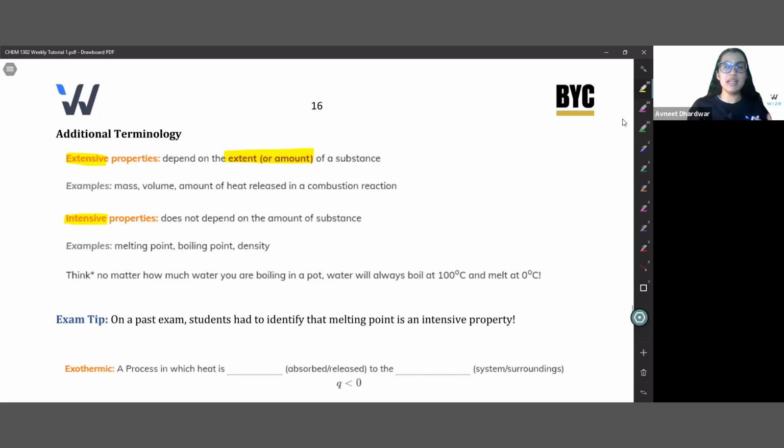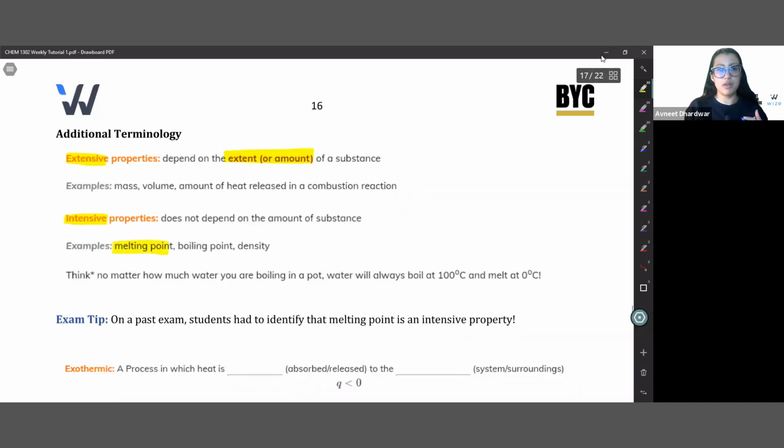Whereas an intensive property, no matter how much you have of it, does not change. So if I have 1 glass of water versus a pool full of water, the melting point of that water is something that does not change no matter how much water I have. So that's why we call it an intensive property.